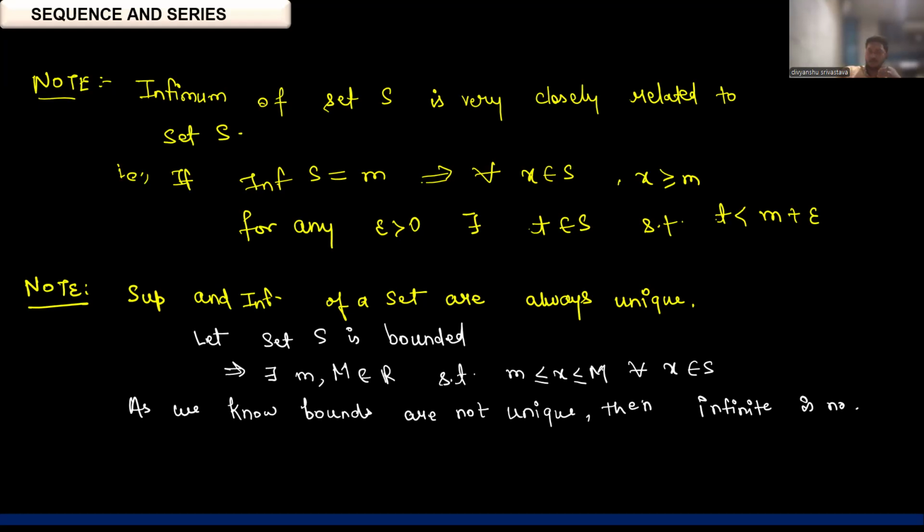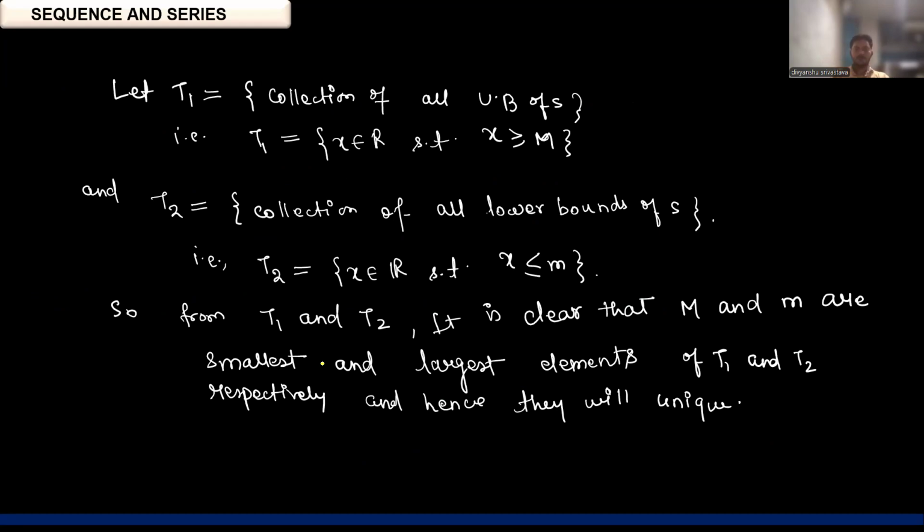First thing is consider one set which is bounded. If it is bounded, then here exist two cases, upper bound and lower bound also. So here upper bound and lower bound exist for all x belongs to set S. So you know that if they are not unique, then infinite is no. So here are two cases.